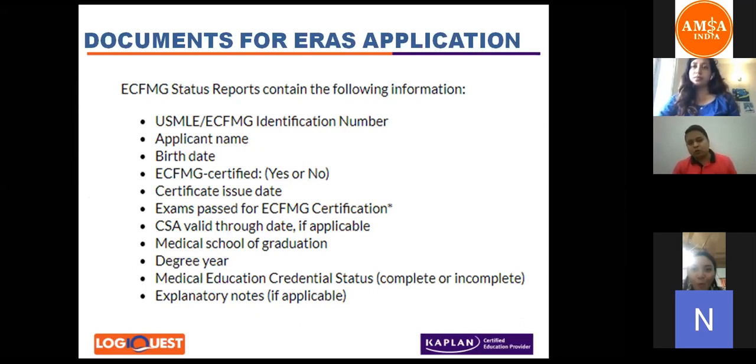CSA valid through date. That is the clinical skills assessment validity, so valid until what date? If it is applicable, you can mention it there. Medical school year of graduation: which year did you graduate? Was that 2019 or 2009 or 1999, whatever it is. Degree year is the same thing, because in a few countries, degree year is separate and graduation year is separate. Again, if applicable, medical education credential status and explanatory notes. There's no big deal about it, but it's very basic pieces of information that you need to punch in here, and that becomes your ECFMG status report.